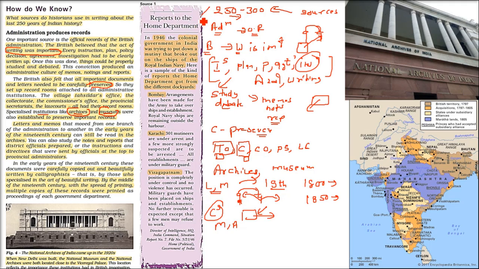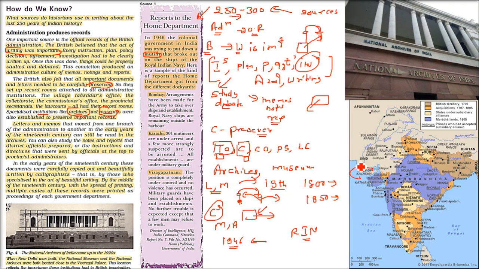So I'll give you what kind of information we still get in the National Archives. Here is a report to the Home Department. In 1946, there was a mutiny, a revolt. It broke out on the ships of the Royal Indian Navy, that is, among the shipmen and at the dockyards. Okay, this mutiny in the Royal Indian Navy was instigated, or it broke out.